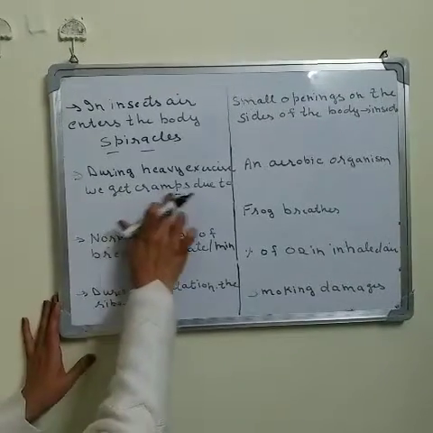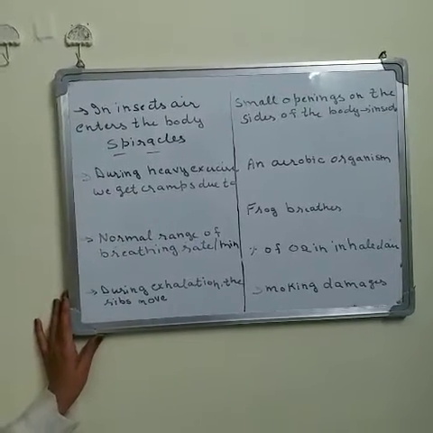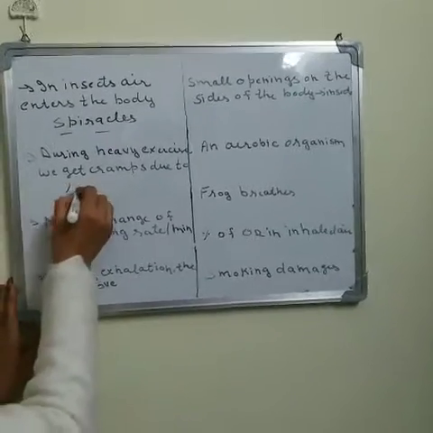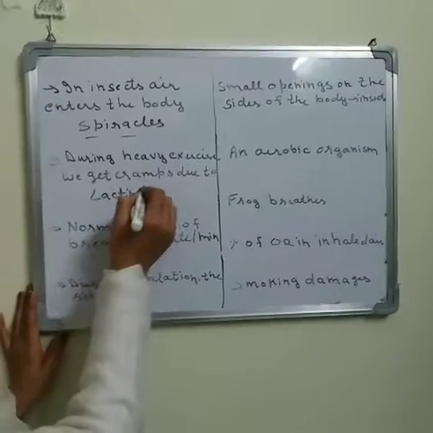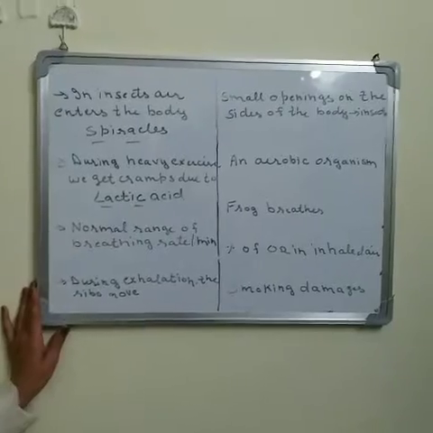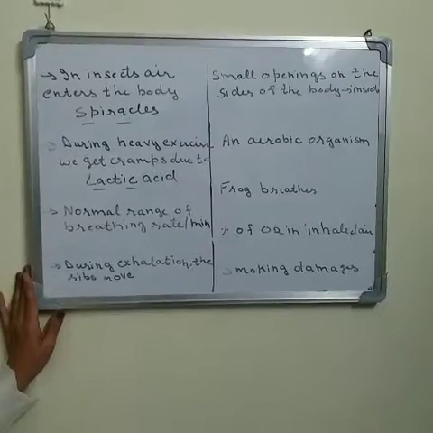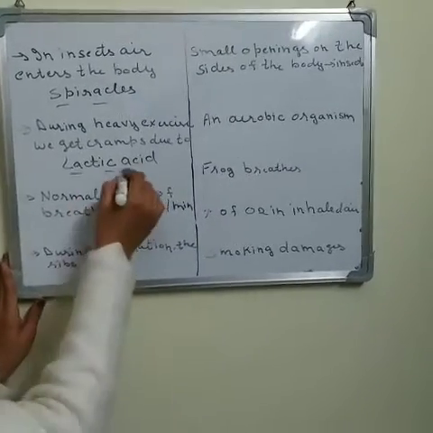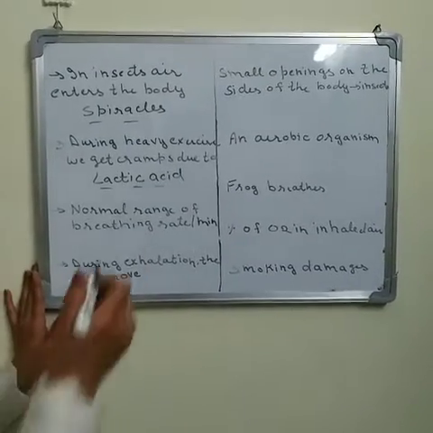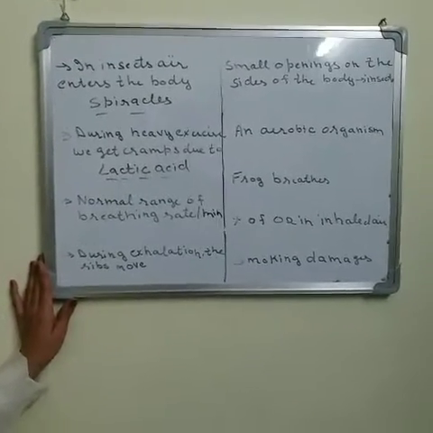Now the next one, during heavy exercise we get cramps in our legs and hands. Can you tell me why? Yes, this is due to the accumulation of lactic acid. When we do heavy exercise, our bodies start releasing energy without the use of oxygen, and in that process lactic acid is released and accumulates in our body, and we will get relief from it if we take a hot water bath.